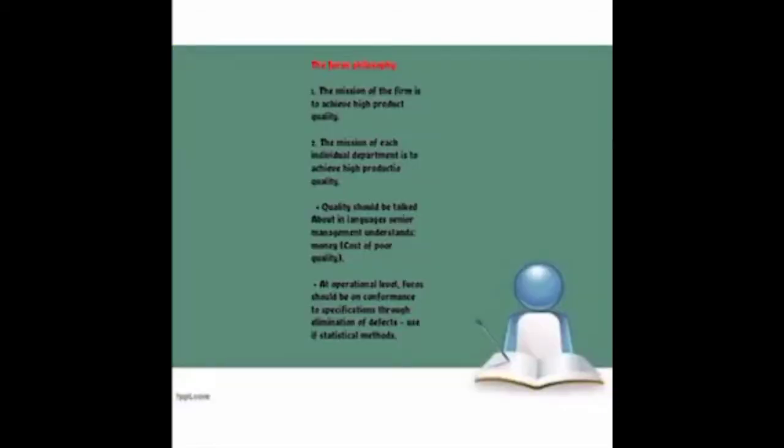The Juran philosophy is that the mission of the firm is to achieve high product quality. The mission of each individual department is to achieve high production quality. Quality should be talked about in the language senior management understands: money, the cost of poor quality. At the operational level, focus should be on conformance to specification through elimination of defects using statistical methods.